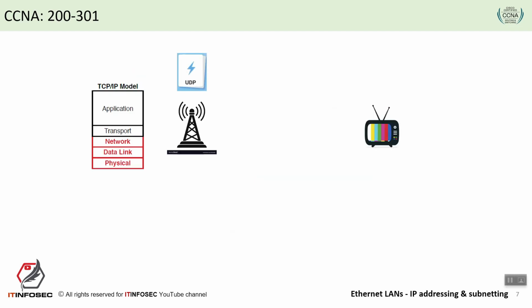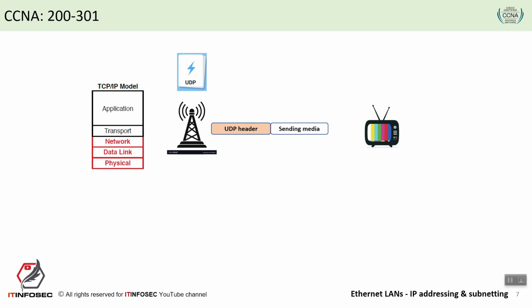But UDP, imagine there is a radio or television tower, and the television or radio device is here, and it sends the radio or television signals. In these connections, the priority is speed, not ensuring the receipt of data.